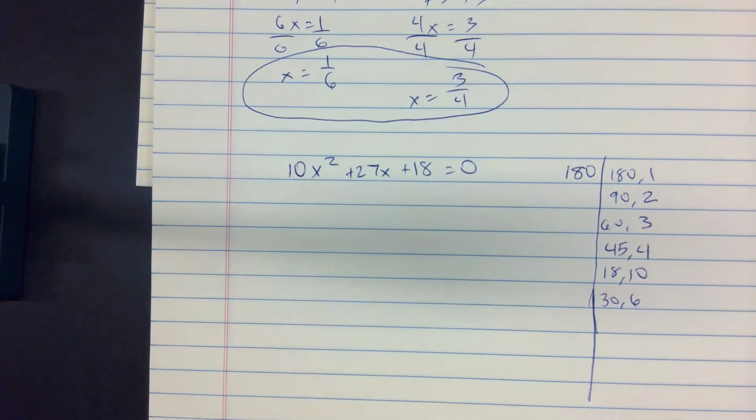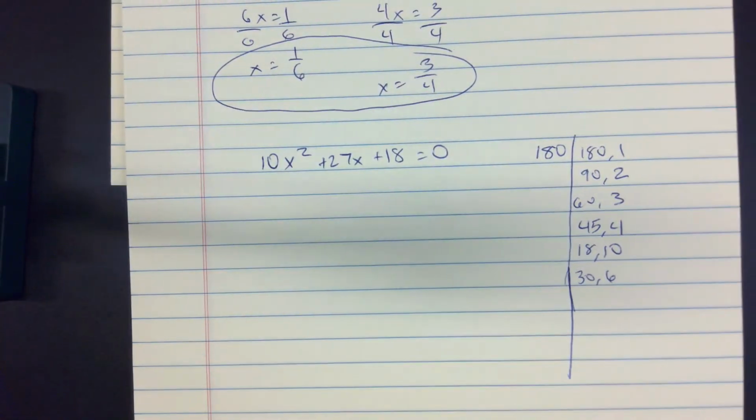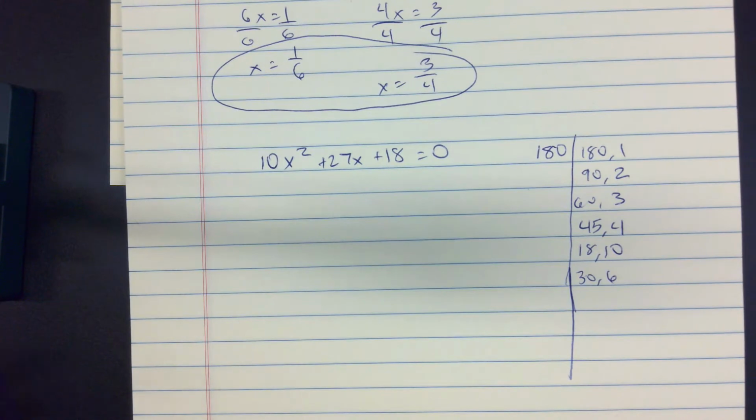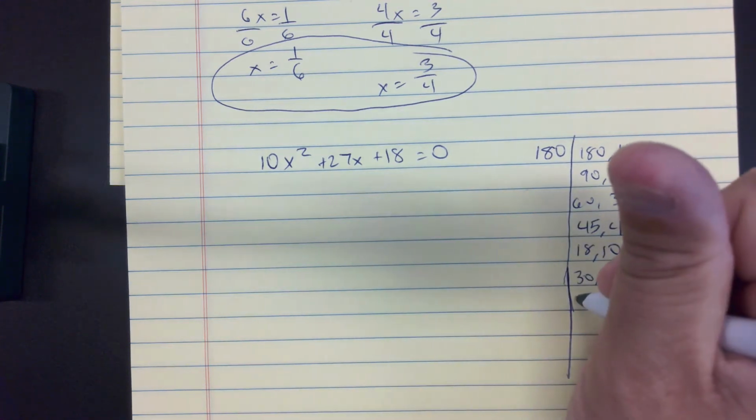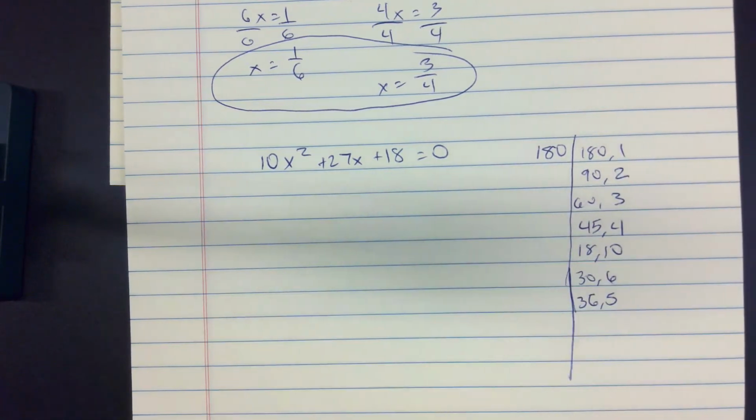Yeah, a little, yep. Okay, Preston, help us out. We need numbers that multiply together to be 180 and add together to be 27. We've tried 1, 2. What about 5? 5 goes into it. 36 and 5. Can that get there? No.